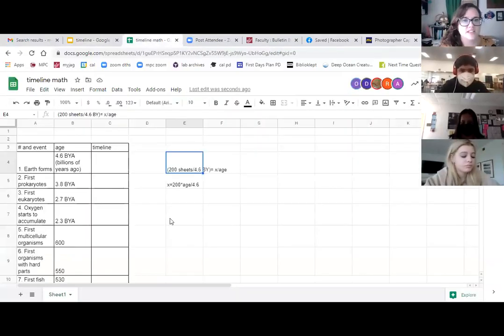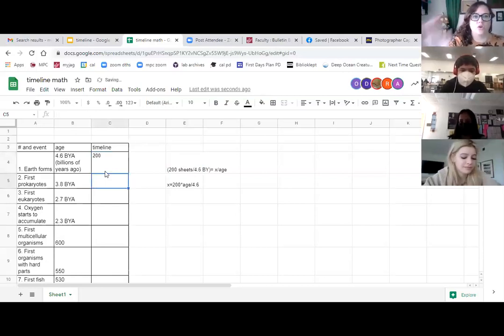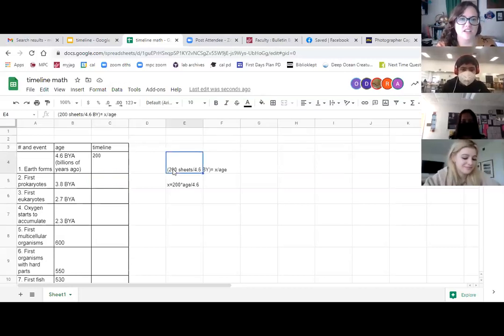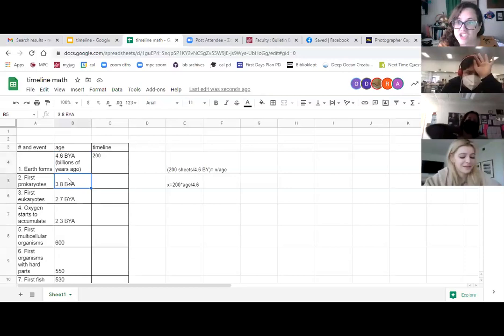So when we did this, we said 200 sheets is the same as 4.6 billion years. That was number one. But then how do I figure out the rest of it? I showed you a ratio: if 200 sheets is 4.6 billion years, but I don't have 4.6 billion, I have 3.8, then you put X over whatever that age is, and then you solve for X, right? Do we have questions?